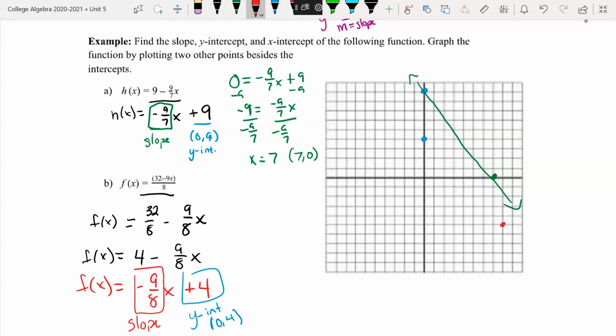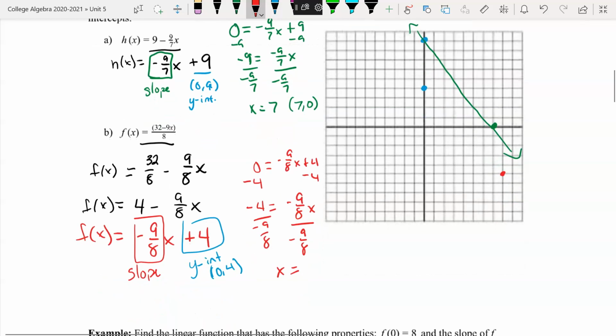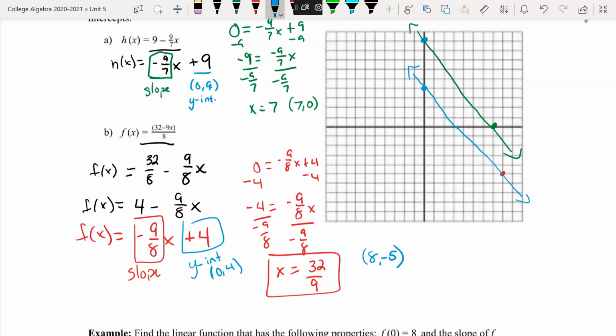You could find your x-intercept by plugging in 0. It's very similar to the one above. You end up getting a fraction though, 32 over 9. It'd be kind of hard to graph that as your x-intercept. So instead we just use the other coordinate, which ends up being 8, negative 5. So I went right 8, down 5 to get to that red dot. And that would be another point that's not an intercept. Okay?